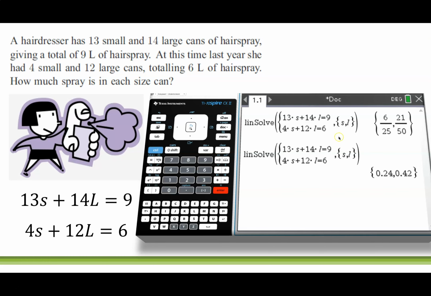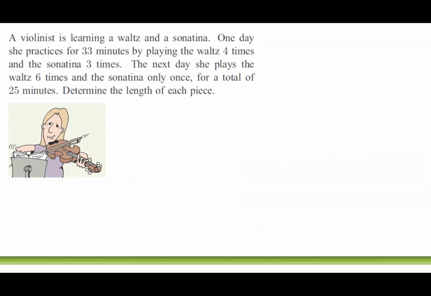Now, what you can do is change your answers to decimal form. If you weren't sure how I did that, we can go over it in class. You could tell from the last couple of seconds of the video what keystrokes I used to get that. So that means it's 0.24 of a liter for the smalls and 0.42 of a liter for the large.